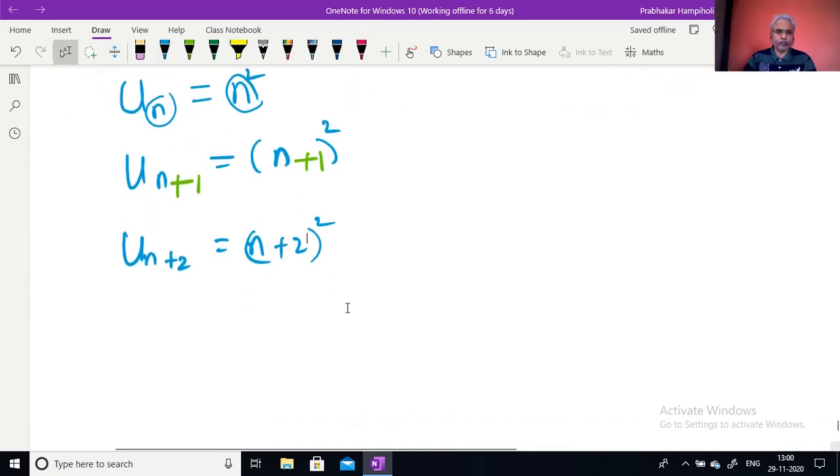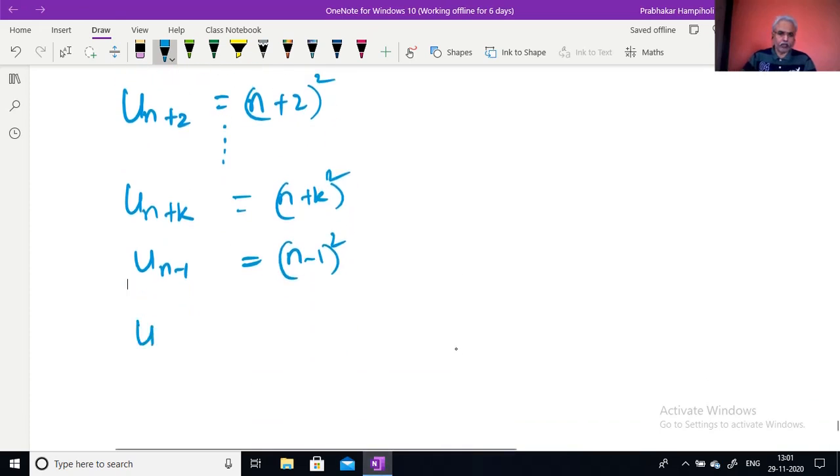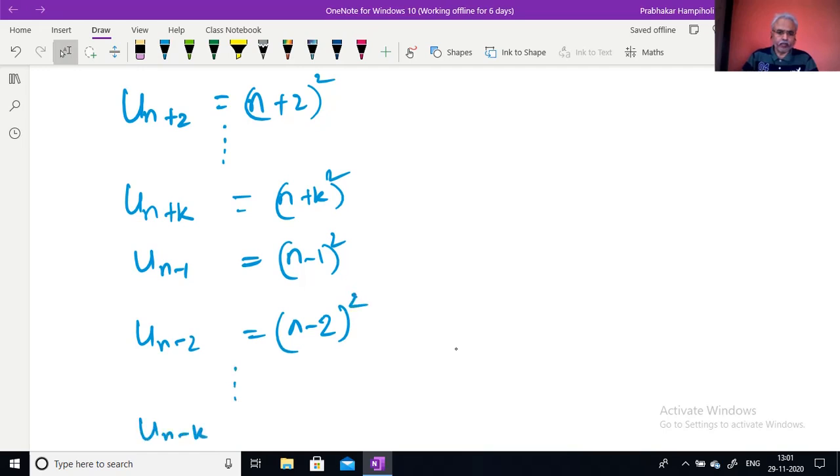In general, what is u n plus k? I am moving k steps ahead. This is n plus k whole square. This n square is just for namesake. Instead of n square, it could be n cube, here cube, here cube. Similarly, I can write negative suffixes also. For example, if it is n minus 1, it should be n minus 1 here also. We are getting used to the notations. n minus 2, n minus 2 whole square. In general, n minus k, n minus k whole square.